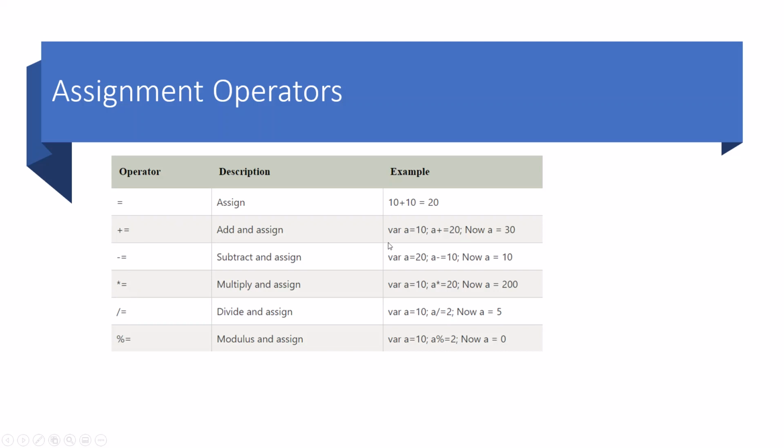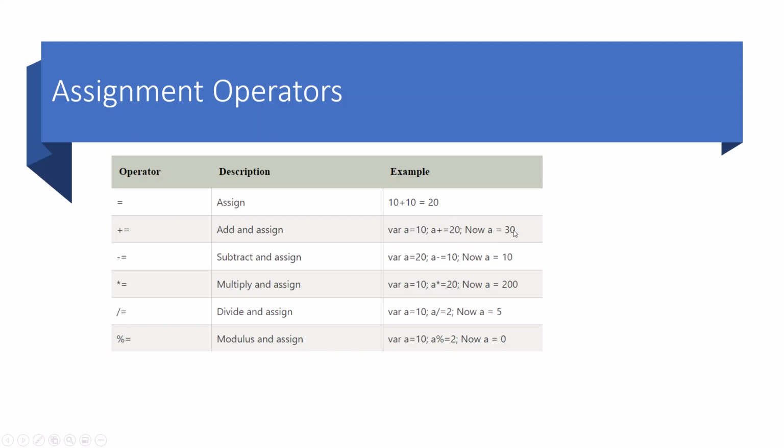So here one example is given for plus equal to, which is add and assign. First we will declare and initialize the variable a equal to 10, then a plus equal to 20, means here we are adding 20 to the a value and then assigning the same value to a. So a value is 10 plus 20, so it is 30, and we are storing that value, assigning that value to a only.